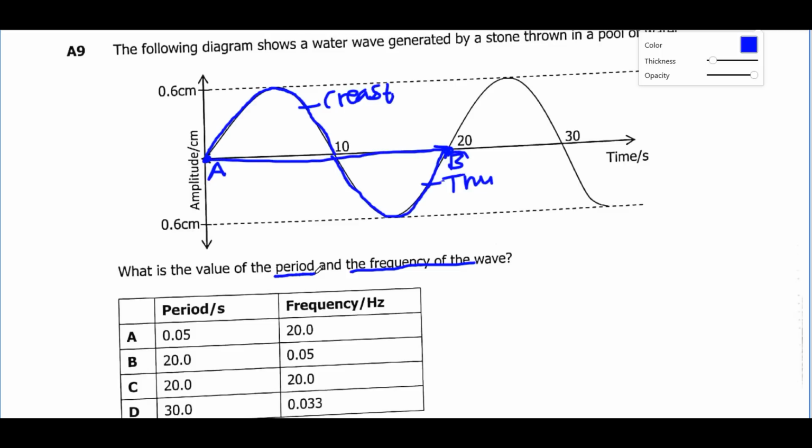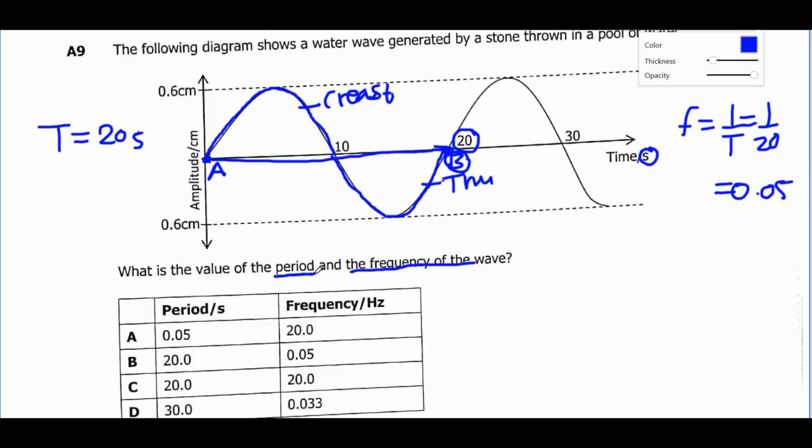So what is the number on point B? Point B is 20, and we can see seconds. So period T is 20 seconds. What is frequency? Remember, frequency is the reciprocal of period, so it's 1 over T, which is 1 over 20. So 1 divided by 20 will give us 0.05. This is our frequency. So period T is 20, frequency is 0.05, so the answer is B.